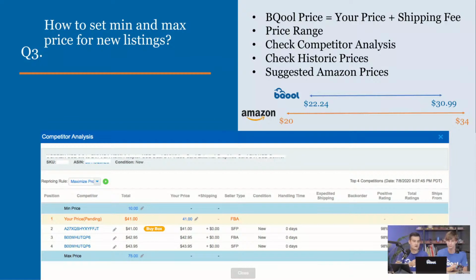Yeah, so for the mins and maxes, we also have a product tracker tool in BQool Central that you can use to see what the historic Buy Box prices are. You can also use the competitor analysis, which is available on all our plans, to see what the min price is and what the max price is. This will help you set the best price. And it's supply and demand, right? That's what it really is. So if you see that you're very competitive, you could price within the min and max of the historic prices.